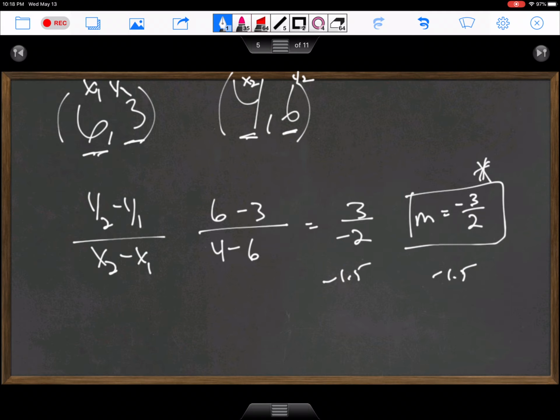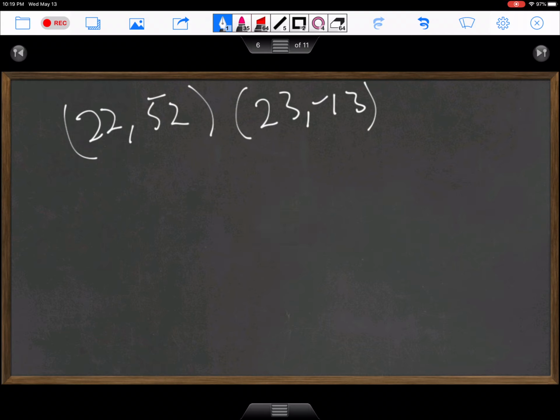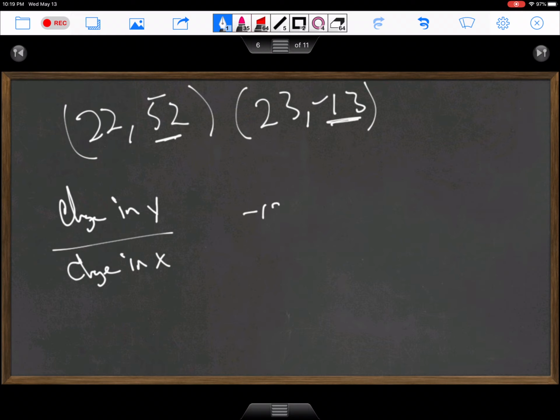But this organization is the way that mathematicians seem to go. Second place looks something like this. You'll almost never see it in the denominator, though. Even though value-wise, it's the same value. Okay, we got to step it up a little notch. Now, this looks scarier, but it is not. I'm still going to go change in y over change in x. So the change in my y is going to be negative 13 to 52. And my change in x is going to be 23 to 22.